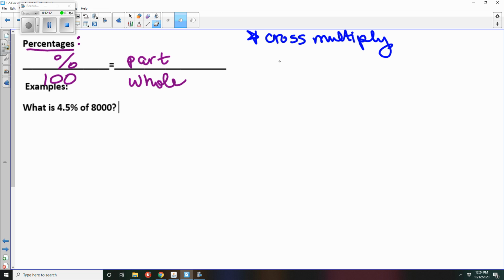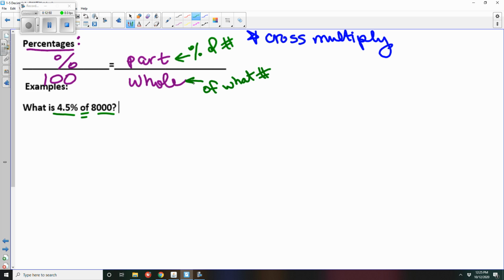Now one more note to make life easier: when we see a question like this that says what is 4.5% of a number, if it's a percent of a number, it's going to go up here to your part because that means 8,000 is the whole. Now another question may ask you, this number is 50% of what number? If it says of what number, that means it's your whole. It's going to go to the bottom. So a little bit of a heads up there for you.